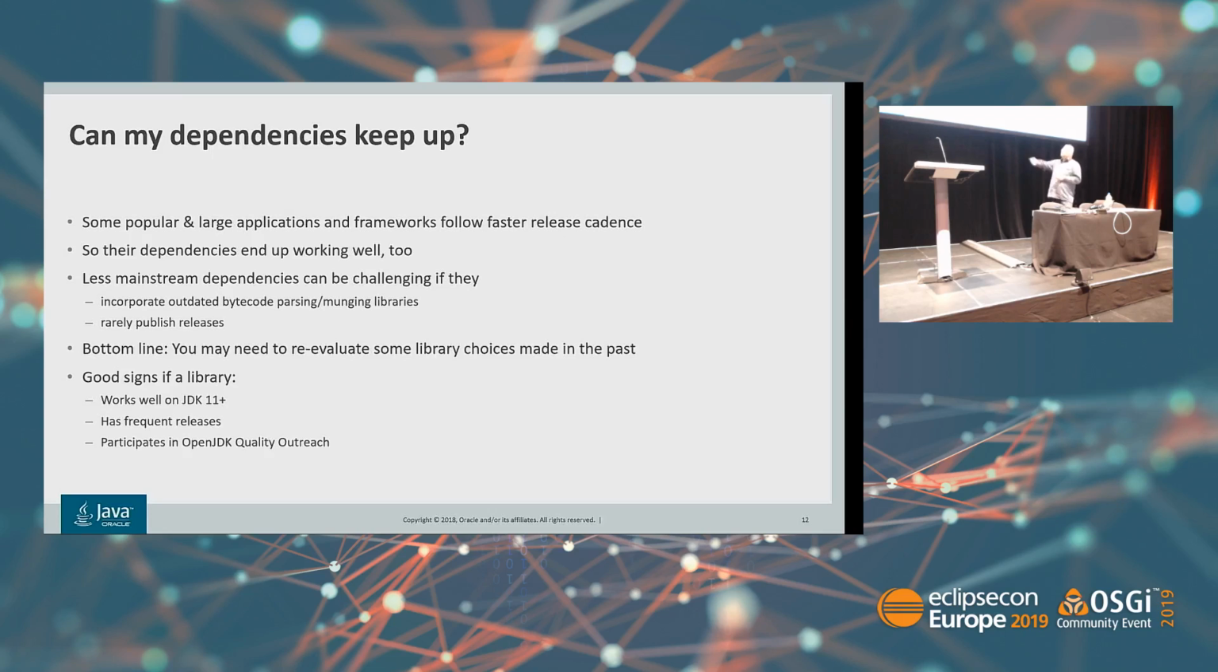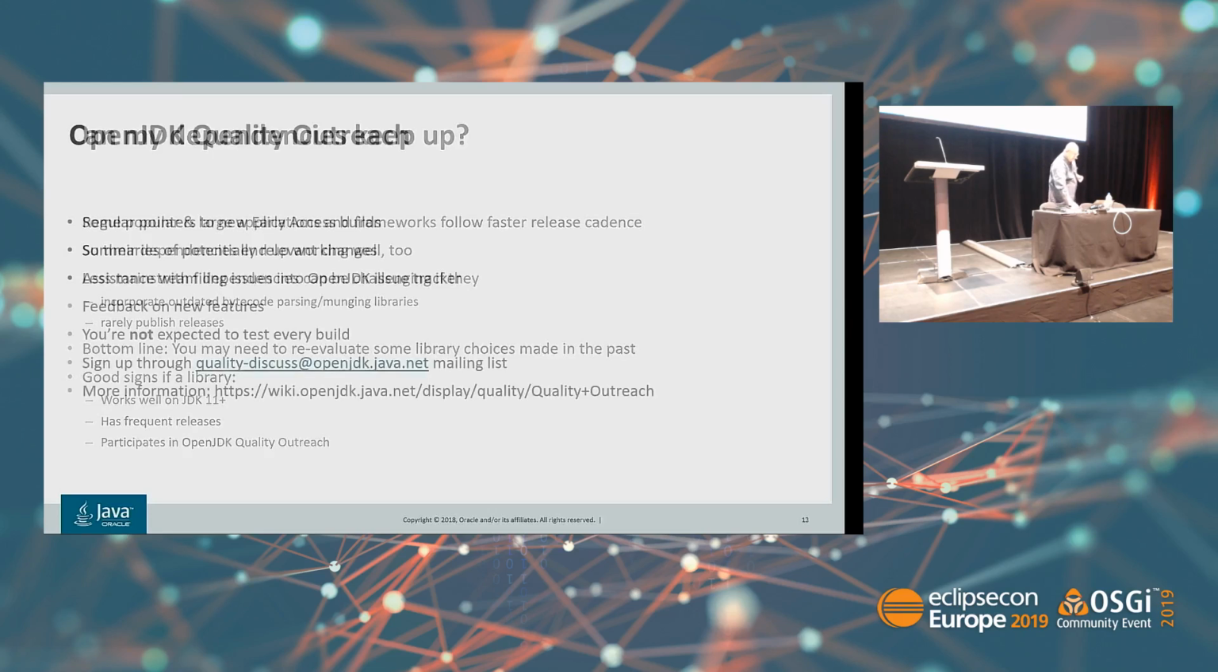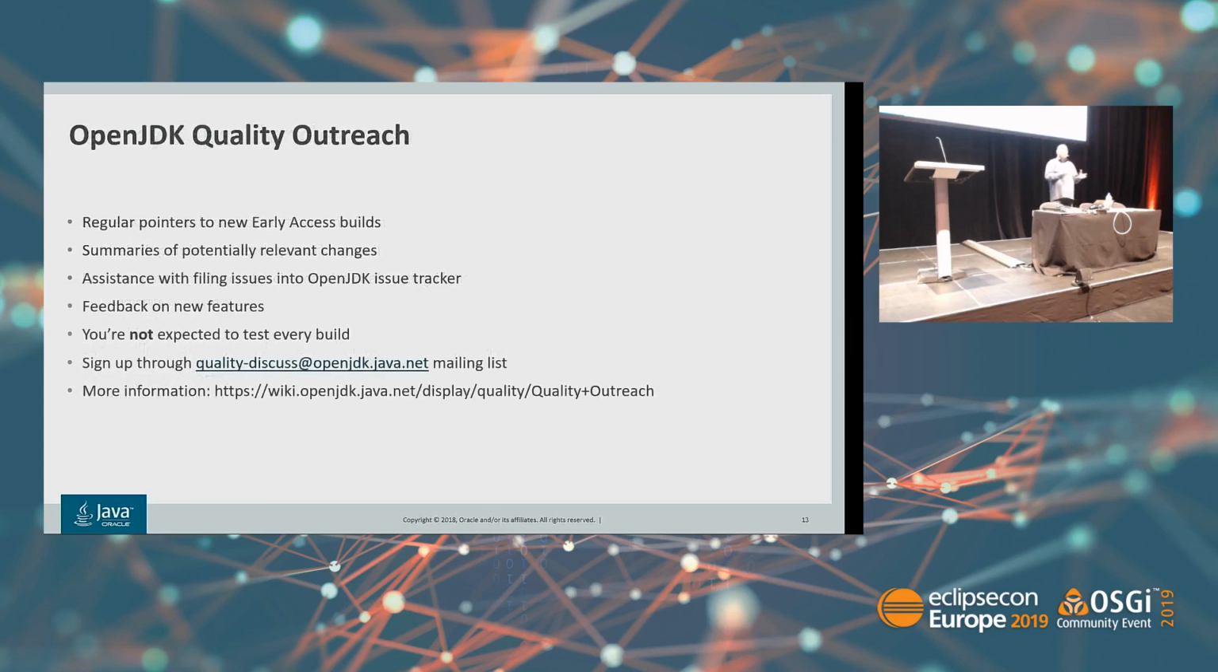And last but not least, it participates in something called the OpenJDK Quality Outreach. And this is potentially somewhat obscure. This is something we started to do a couple of years ago, where we are now talking to more than 100 different popular open source projects and their dependencies. Every couple of weeks, we inform them through the OpenJDK Quality Group about new early access builds, provide them with summaries of potentially relevant changes in those JDK builds, assist them with filing issues in the OpenJDK bug tracker and getting those to the right people to look at, and ask them to provide feedback on specific new features that may affect them.